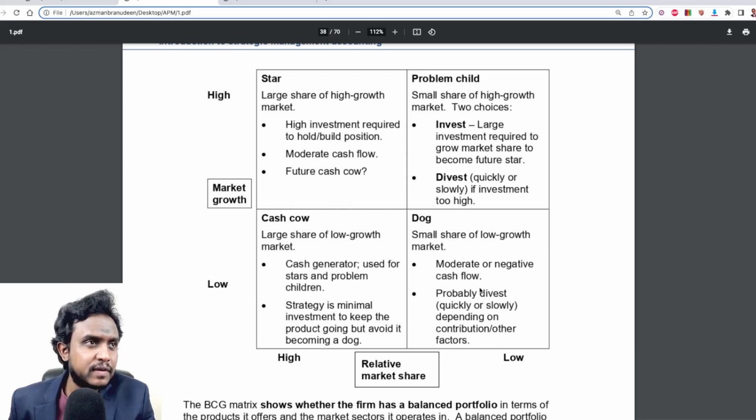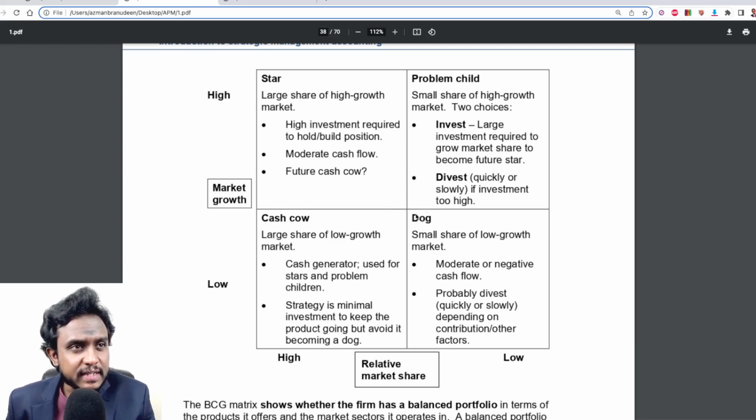But if you have low market share but high market growth, then you basically have a problem child. It means that there is a product that has high potential, but the market share is currently low. So you would term it a problem child, but what you're trying to do is expand its market share as soon as possible.